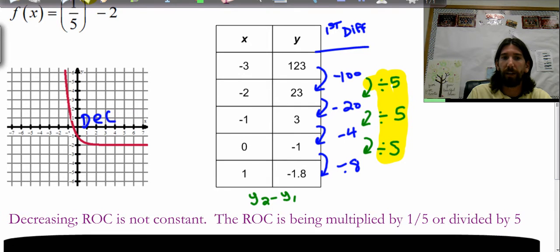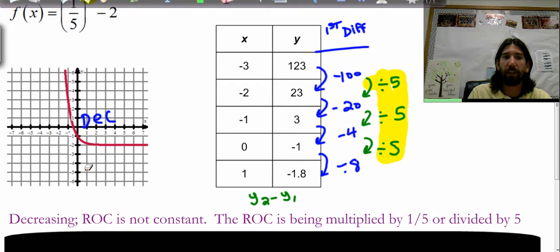If we look at our little discussion here, this is decreasing, not a constant rate of change because it's curved. And the rate of change is being multiplied by 1/5. That's another way of saying it, multiplied by 1/5 or divided by 5.